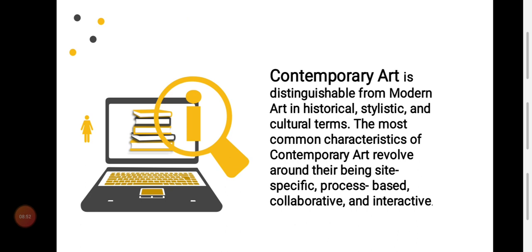So contemporary art is distinguishable from modern art in historical, stylistic, and cultural terms. The most common characteristics of contemporary art revolve around its being site-specific, process-oriented, process-based, collaborative, and integrative. So we should realize that contemporary art is never fixed, but open to many possibilities.